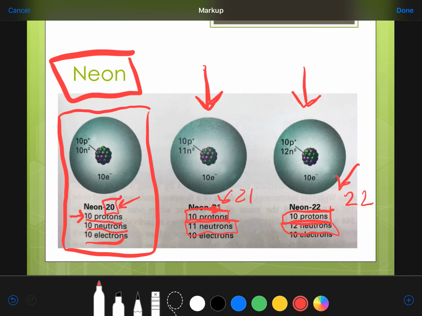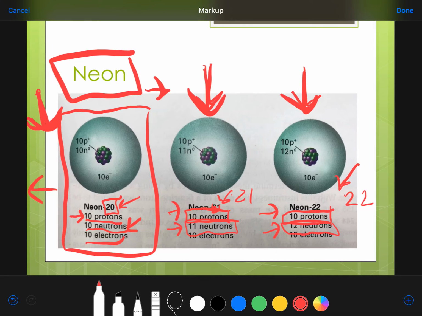So the only difference with an isotope, these here, from their natural element, is that the protons stay the same, but the neutrons are different. You can either have more than the natural element, or you could have less. So we could see some going this direction instead of going this direction. So to recap, an isotope has the same number of protons as the natural element, just a different number of neutrons.